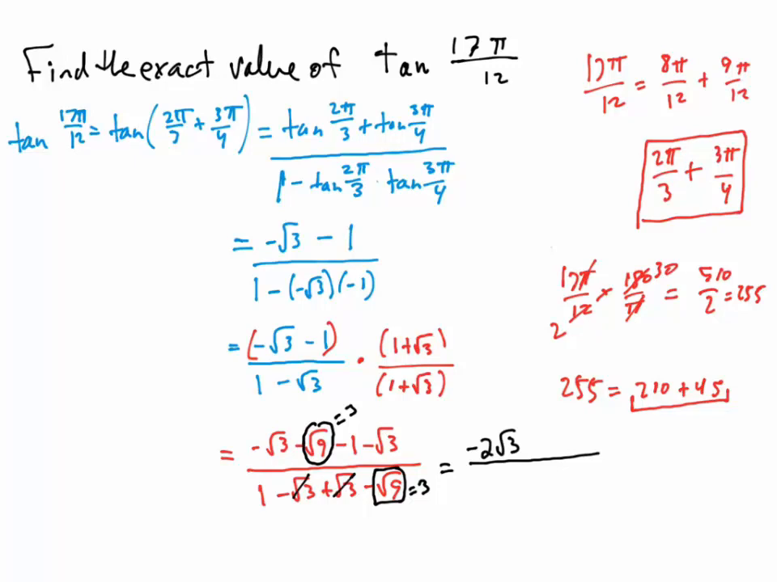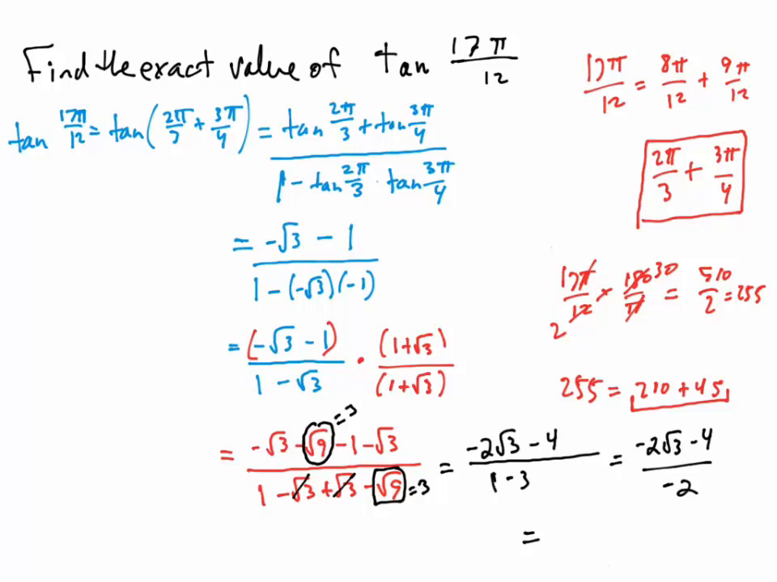And then we have negative 3 minus 1. So negative 4. And then in the denominator, we have 1 minus 3. So that is going to simplify to negative 2 square root 3 minus 4 divided by negative 2. And what I'm going to do in the numerator is factor out the negative 2. Divided by negative 2, and then those negative 2's cancel. So what we end up with is square root 3 minus 2.